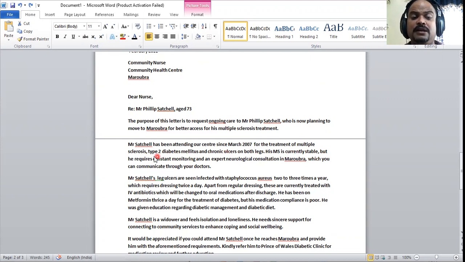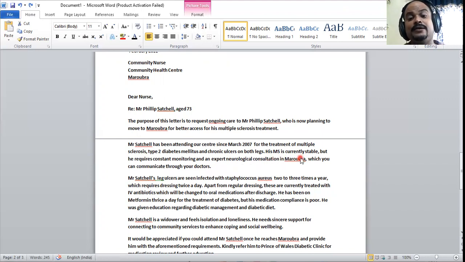For the treatment of multiple sclerosis, type 2 diabetes mellitus, and chronic ulcers on both legs. So the diagnoses are addressed there. We have written multiple sclerosis twice, and here too in the paragraph. We are writing to the community health nurse, a member of the medical team, so I can use the short form.